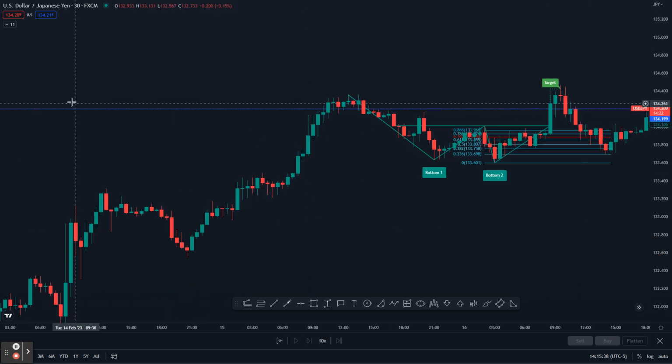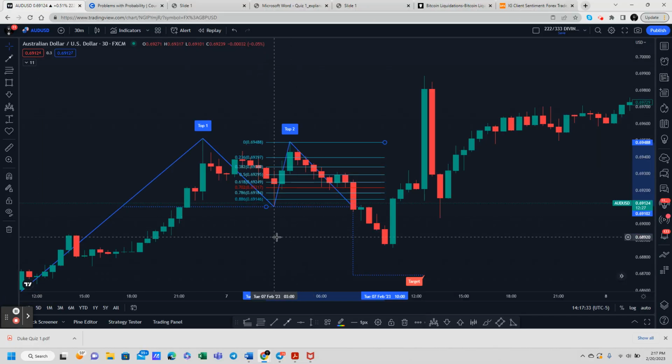All right. Let me see if I can find a double top so we can see what that example looks like. All right, so we're on the Australian dollar, US dollar 30 minutes. So all right, so we took it from the top down to the neckline. All right.